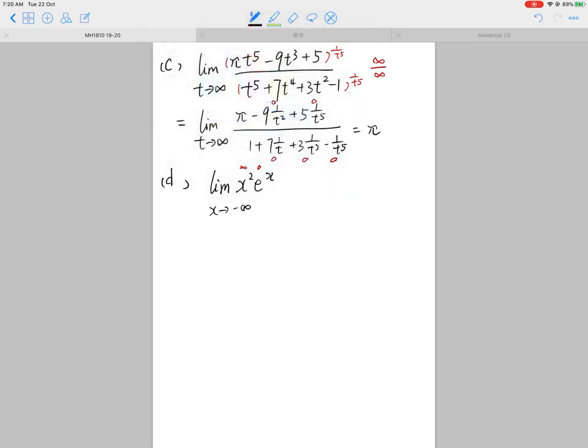If you want to use L'Hopital's rule, you need a fraction, right? But here you have a multiplication. So how can you change multiplication to a fraction? All right, you have 2 ways, right? It can be just x squared over e to the power of negative x, right? You can do this. Or you can do e to the power of x over x to the power of negative 2.